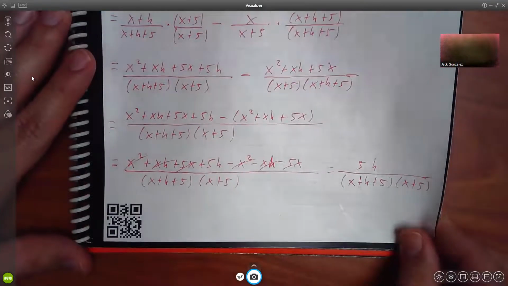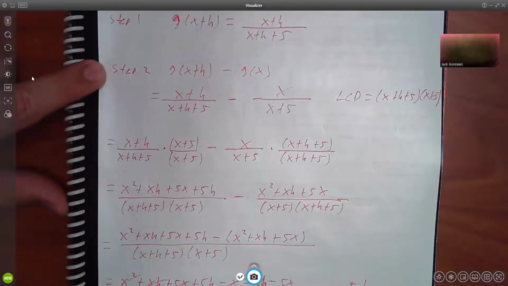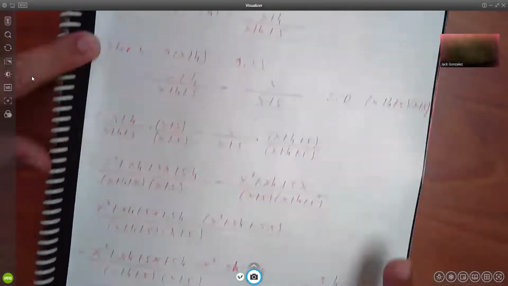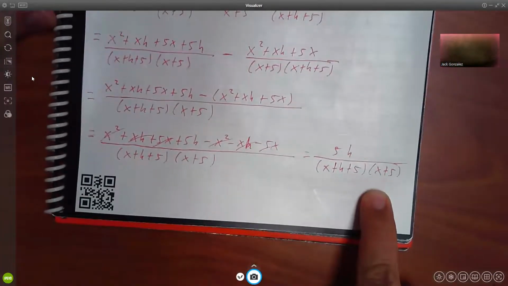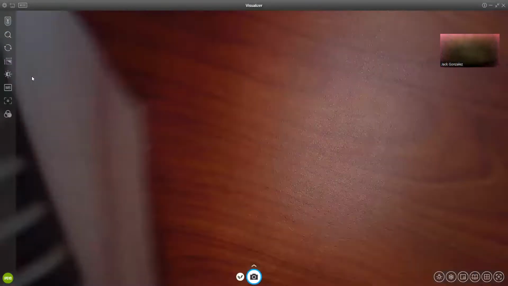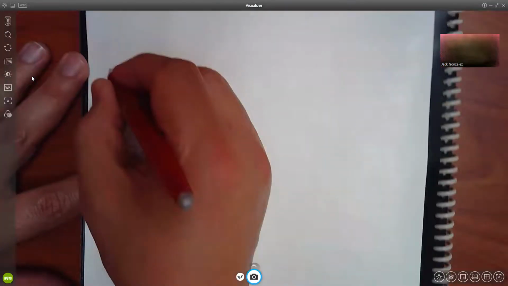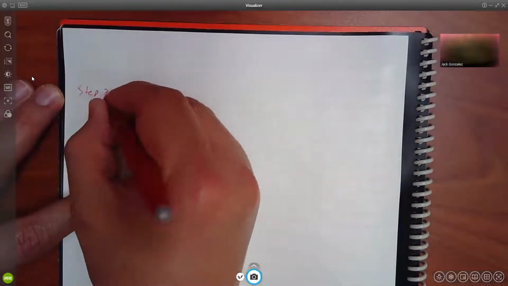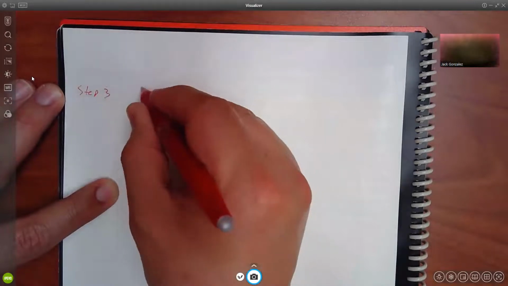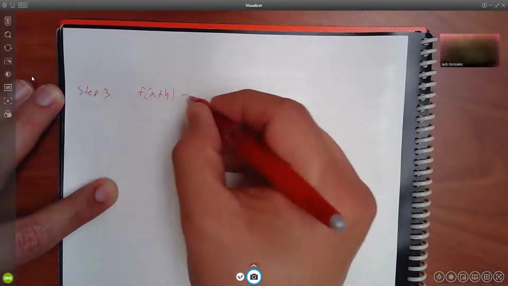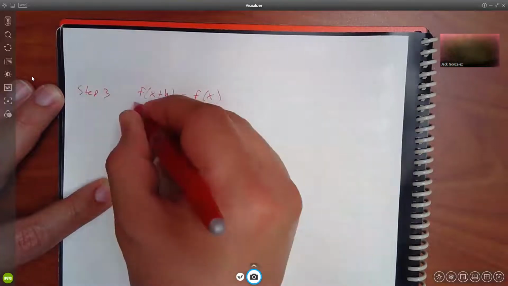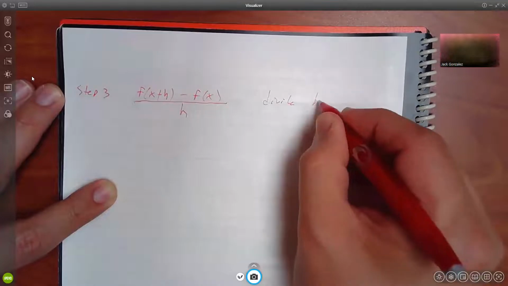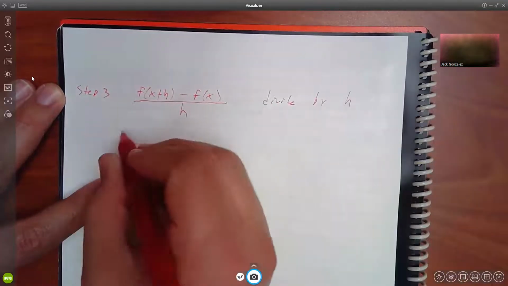Okay, but you guys good on step 2? Yes. So step 3 is divide by h. So this top part is this. So step 3. No, that was step 2. So we had, what was it, Nick?